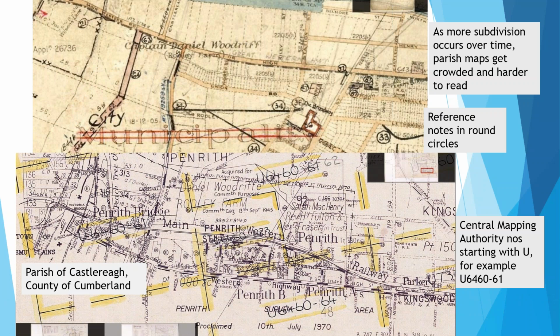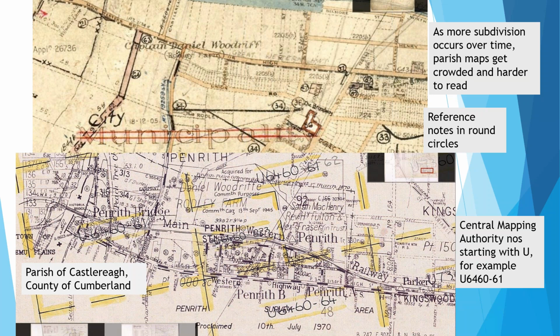Now, as more and more subdivision occurs, the maps just get very, very crowded. So here we have the parish of Castlereagh, County of Cumberland, and in fact, the main street of Penrith. So in our earlier edition, it's much easier to see that Captain Daniel Woodruff has Rodley Farm, and we'll actually notice that there doesn't appear to be any Great Western Railway on that map.